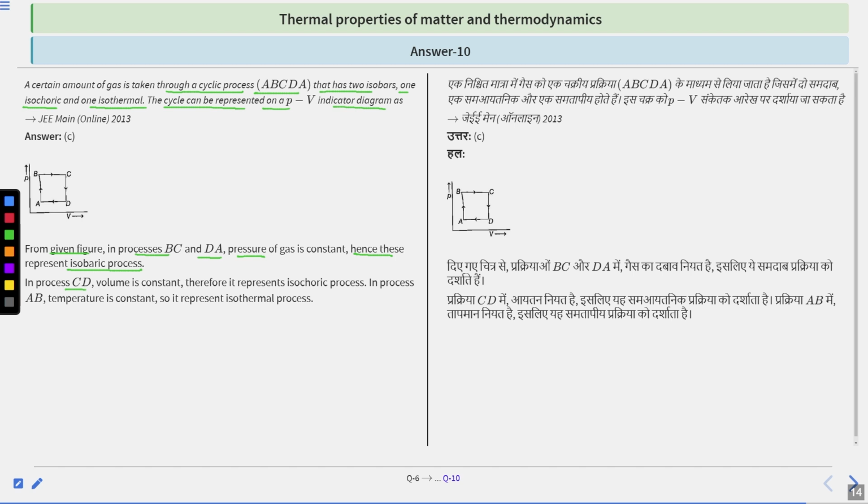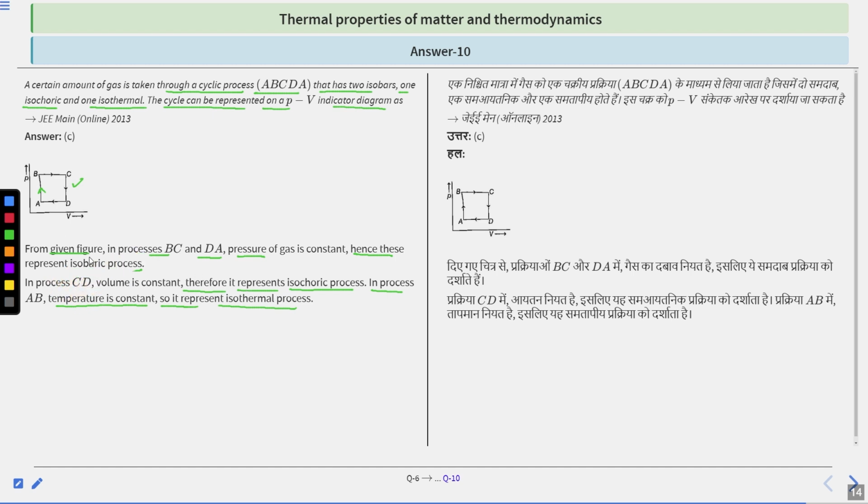In process CD, from C to D, the volume is constant. Clear? Here the volume is constant. Volume never changes in this diagram. Therefore, it represents the isochoric process. In process AB, from A to B, the temperature is constant, so it represents an isothermal process. Clear? So it represents an isothermal process.